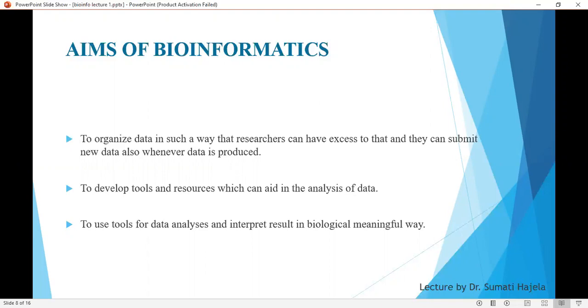And third is that tools for data analysis are used and results are interpreted in a meaningful way. For example, tools are used to perform global studies by taking more than one system, and comparisons are made to find relations and new features among them.